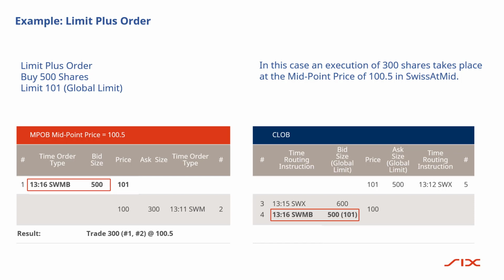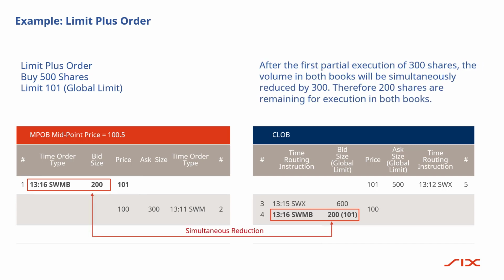In this case, an execution of 300 shares takes place at the midpoint price of 100.5 in SwissAtMid. After the first partial execution of 300 shares, the volume in both books will be simultaneously reduced by 300 shares. Therefore, 200 shares are remaining for execution in both books.